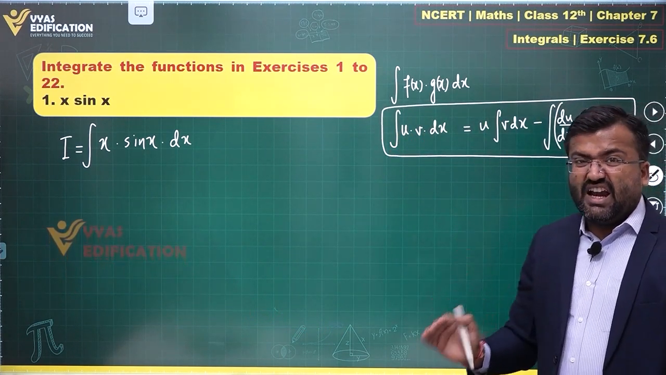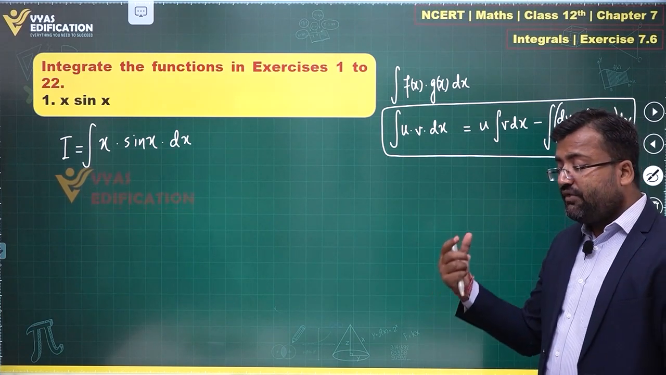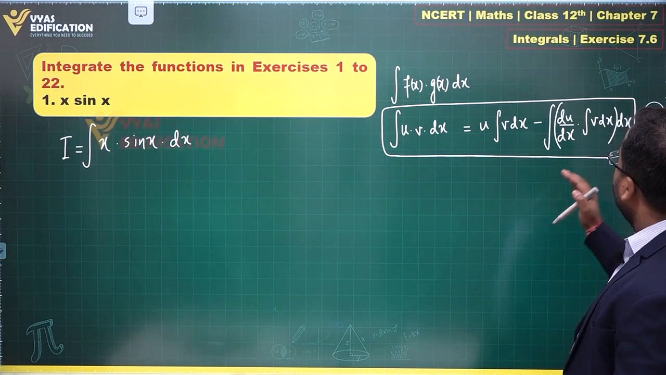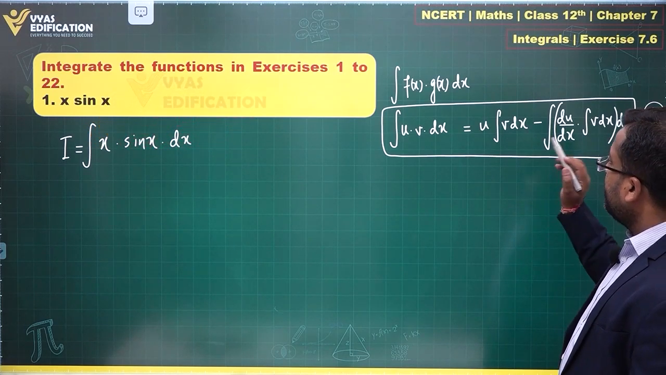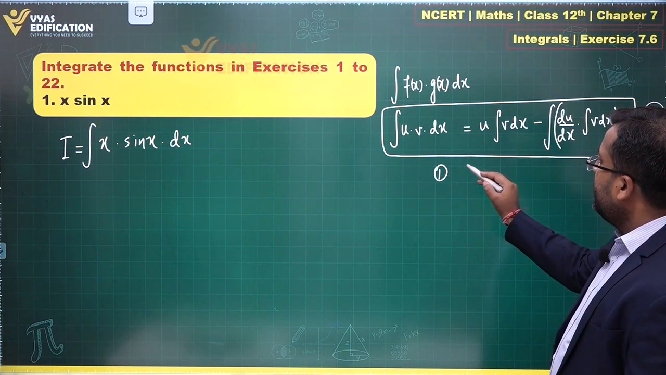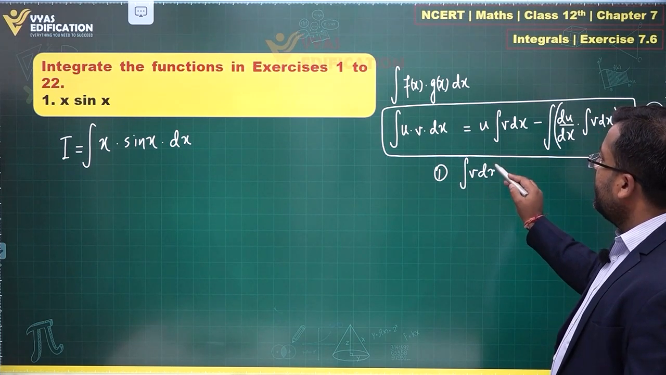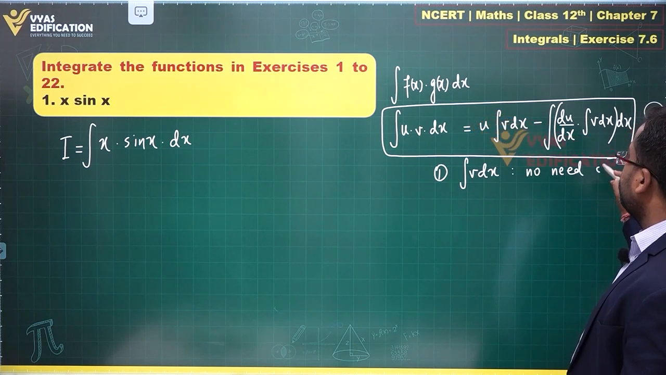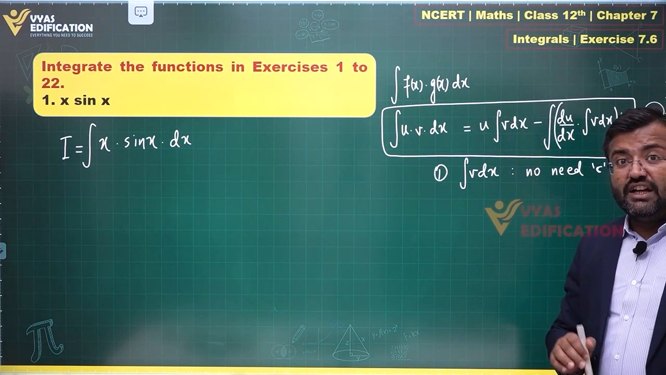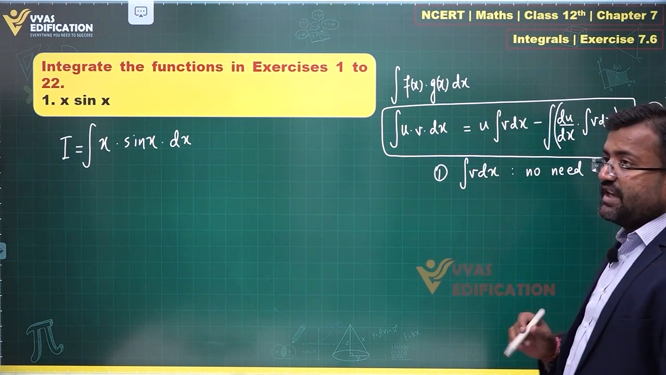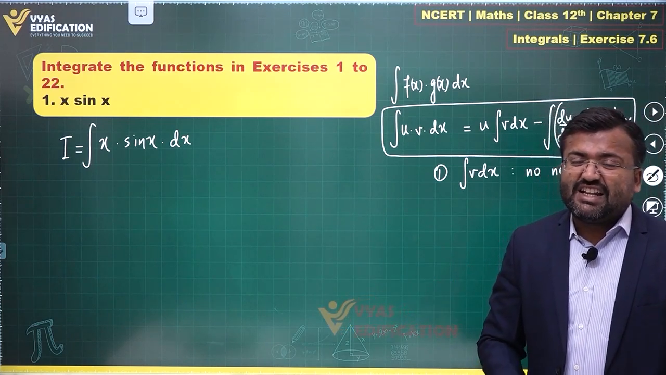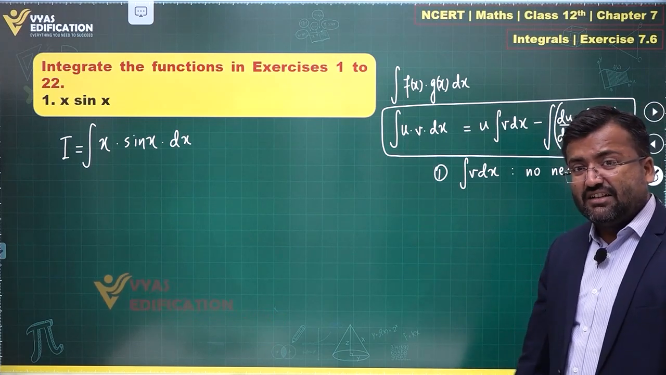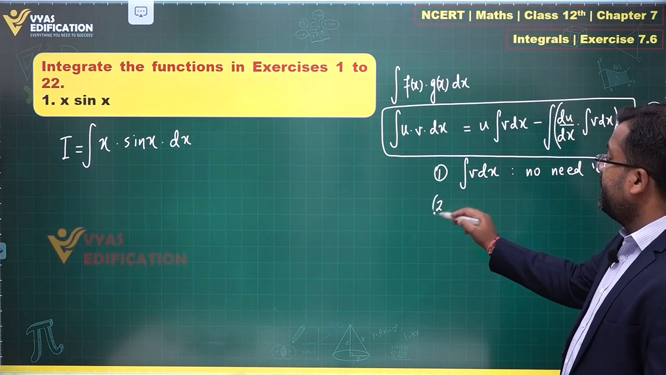This result can be derived easily with the help of the product rule of differentiation. There are two important things over here. First, in the integral of v dx, there is no need to use a constant of integration. If I use a constant of integration, that is actually redundant, so it is better that you don't use it.